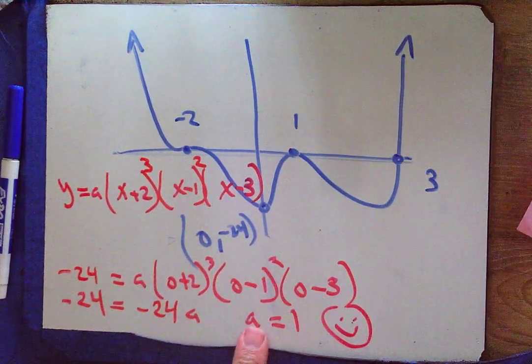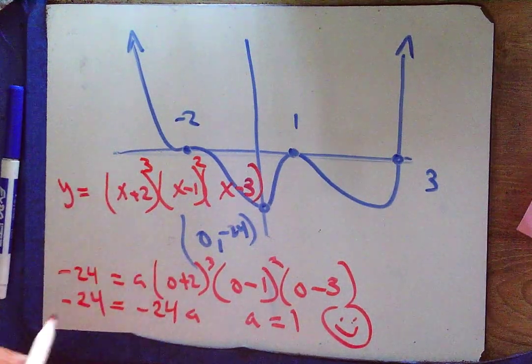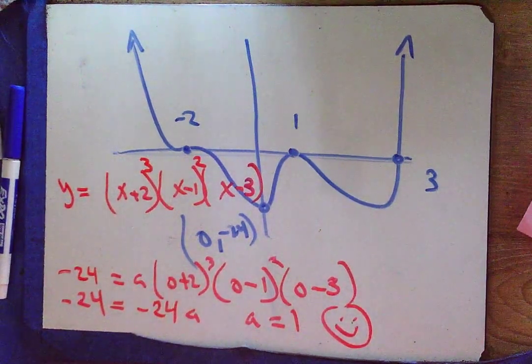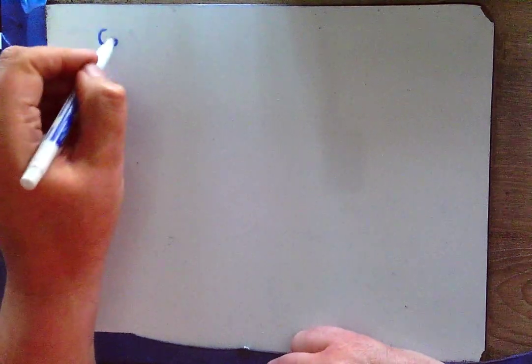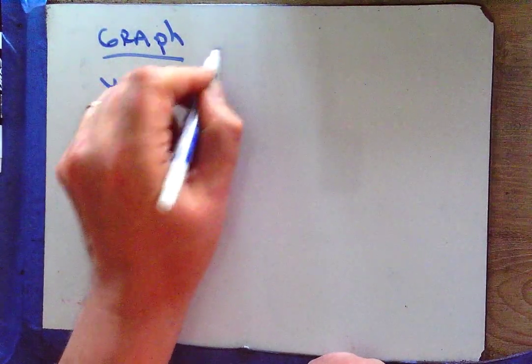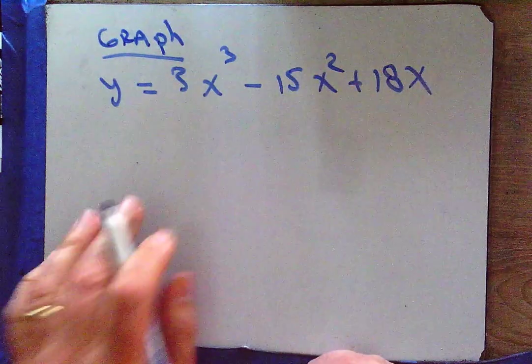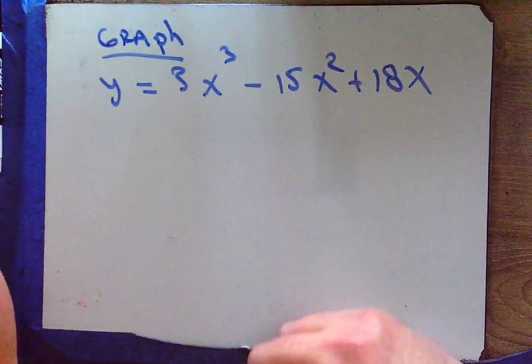I won't know that unless I plug in that y-intercept or some other point to help me find my a value. I should always assume there's an a value, because if I don't, well, I'm not going to look for it. All right, so what's next? Well, next is, how are you going to graph this? Graph y equals 3x to the third minus 15x squared plus 18x. I did it for you in the last video. You do it for me now in this video.